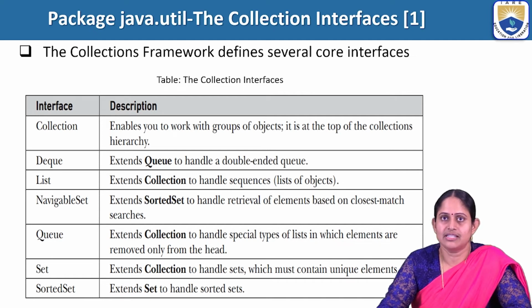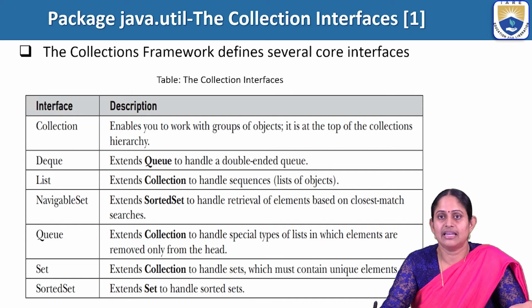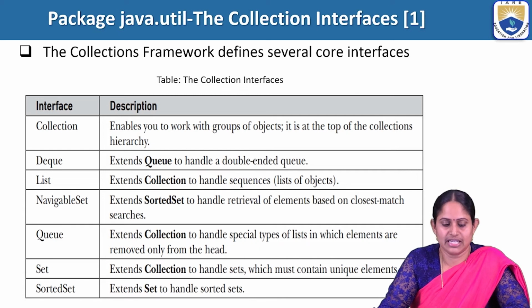The collection framework consists of several collection classes as well as collection interfaces. Some of the collection interfaces are displayed here. The Collection interface enables you to work with a group of objects. It is at the top of the collection hierarchy. The Deque interface extends Queue to handle a double-ended queue.